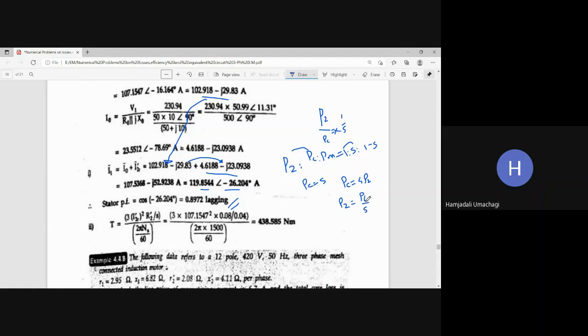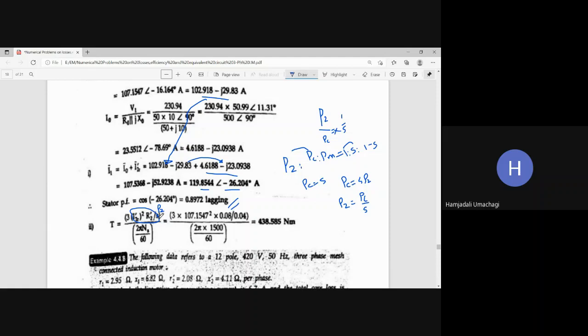Now this PC value is I dash 2 square into R2 dash, and S is the slip. So this whole formula belongs to P2, with 3 times. P2 is PC upon S, where PC is I dash 2 square into R2 dash, and S is the slip. This is altogether power information divided by 2 pi ns, because this P2 is obtained at the speed of the rotating magnetic field, which is the flux created by the stator on giving the power supply, running at the synchronous speed ns.